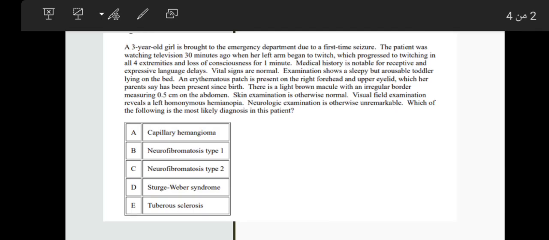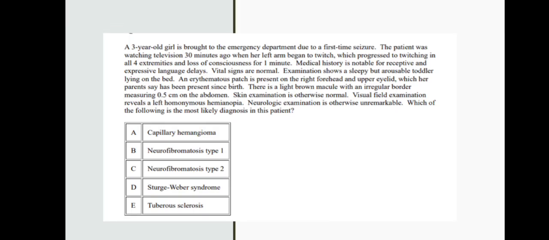A 3-year-old girl is brought to the emergency department due to a first-time seizure. The patient was watching television 30 minutes ago when her left arm began twisting, which progressed to twisting in all four extremities and loss of consciousness for 1 minute. Medical history is notable for receptive and expressive language delay. Vital signs are normal. The examination shows a sleepy but irritable toddler lying on the bed.